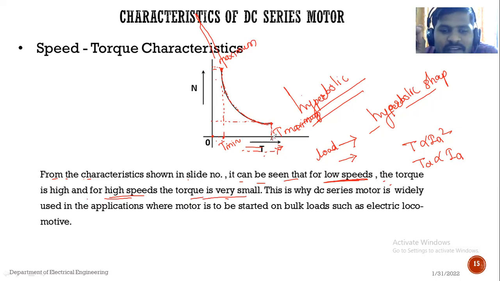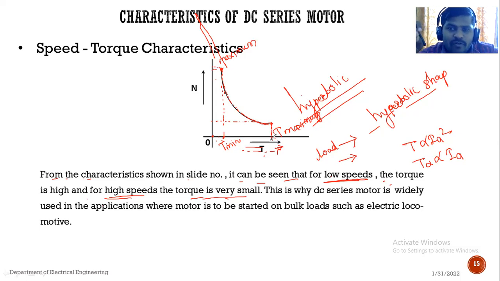So this is why the DC series motor is widely used in applications where it is to be started on bulk load, such as an electric locomotive. That means we use the DC series motor in applications where some load must already be present. DC series motor should never be started without load. All of you keep in mind, the DC series motor should be started with some load present on that motor.